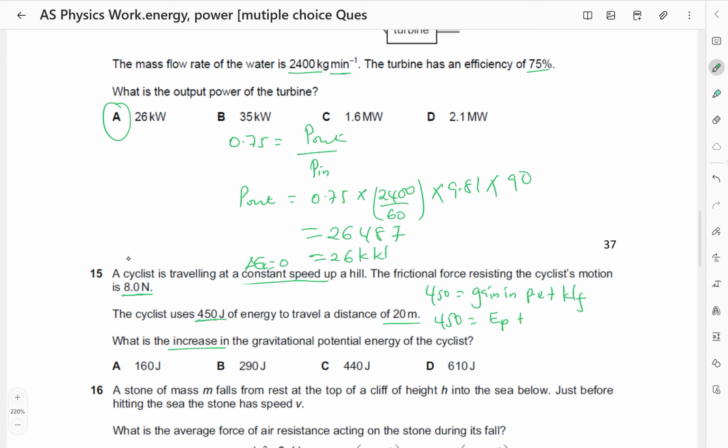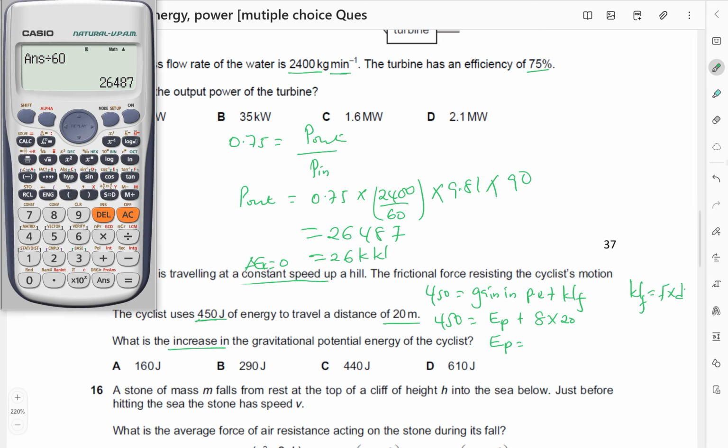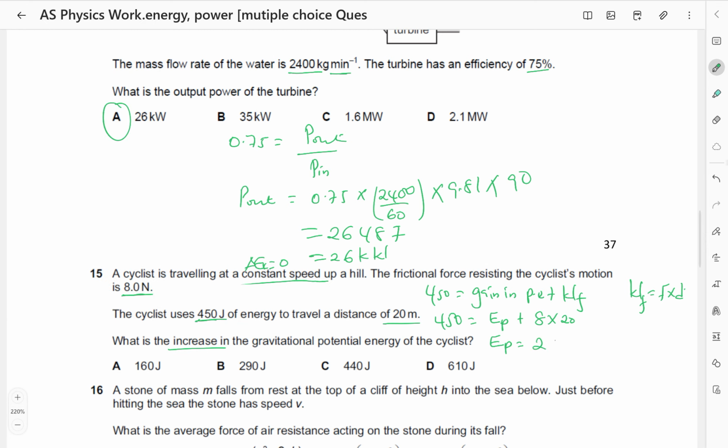which is going to be frictional force times distance. So that will be 8 times distance, which is 20. Work done against friction is the frictional force times the distance. So the gain in potential energy is going to be equal to 450 minus 8 times 20, which gives us 290. So the answer here is going to be 290 joules, which makes it B.